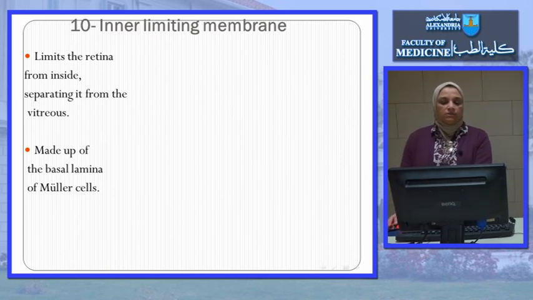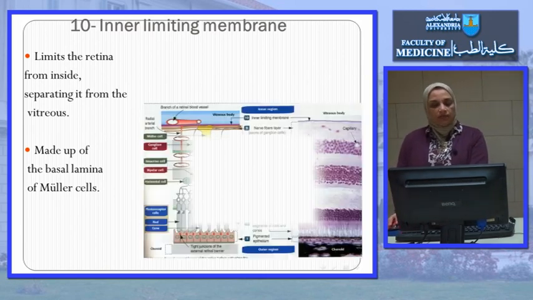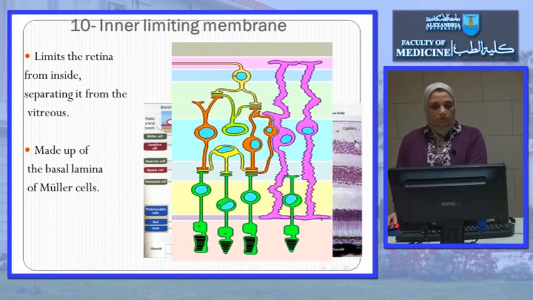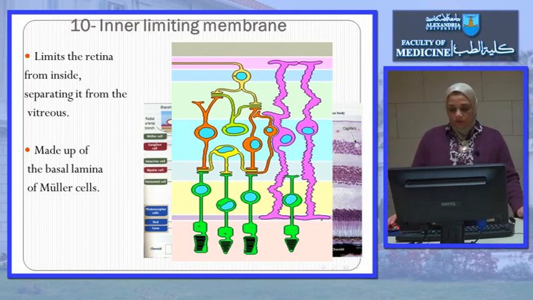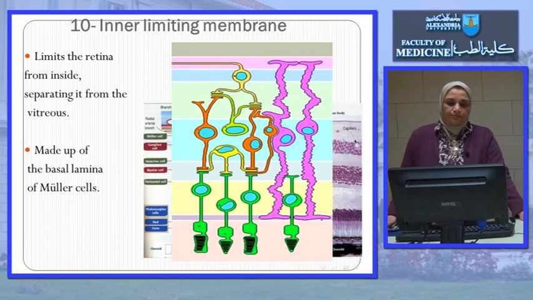These are the cells and layers of the retina. The green one, rods and cones. The orange, bipolar. Yellow is horizontal. Maybe this one is green or yellow to green. This is the amacrine cells. These are the ganglion cells. And what about the violet one? These are the Muller cells. Now we finished histology of the retina.